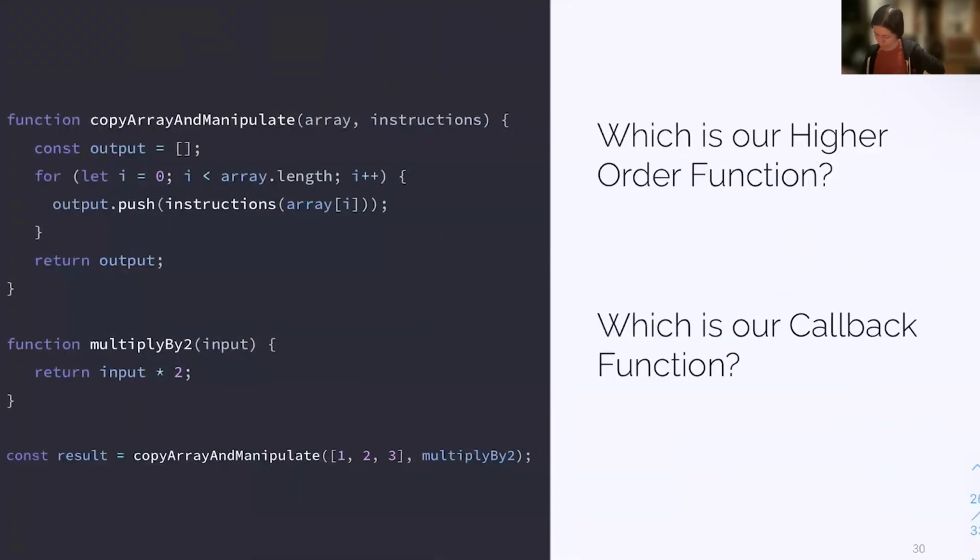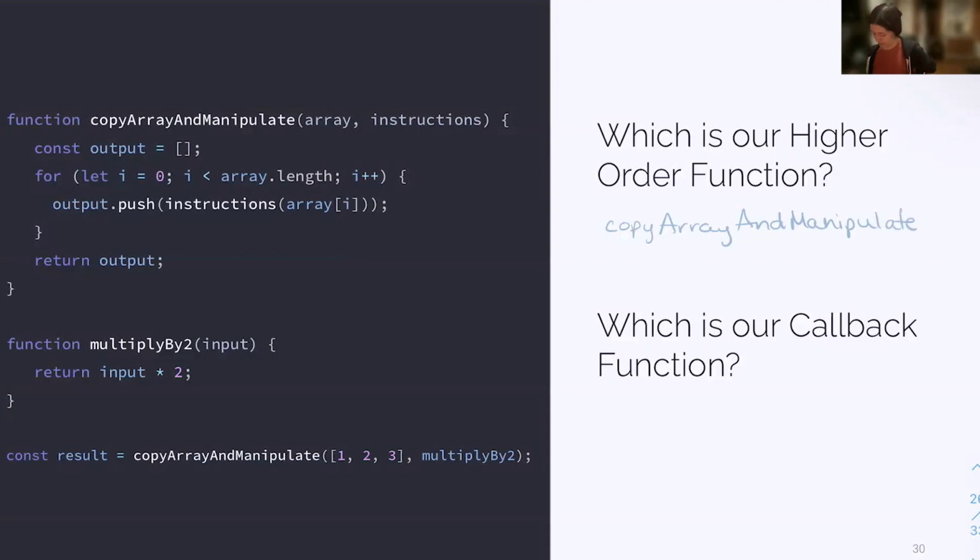So, which is our higher order function and which is our callback? Let's start with higher order function. Pedro, which of the functions on this screen is a higher order function, if you had to guess? Pretty sure it's multiply. Sorry, pretty sure it's copyArrayAndManipulate. Yes, you sound like you are guessing, but you are correct. CopyArrayAndManipulate is the higher order function.